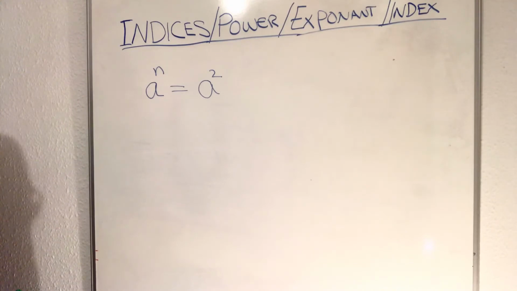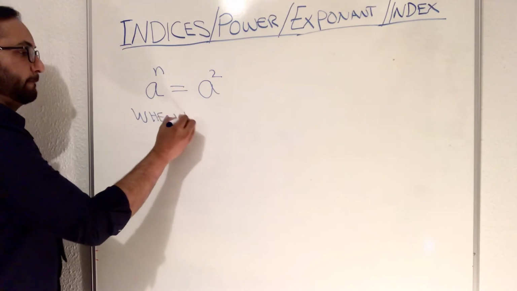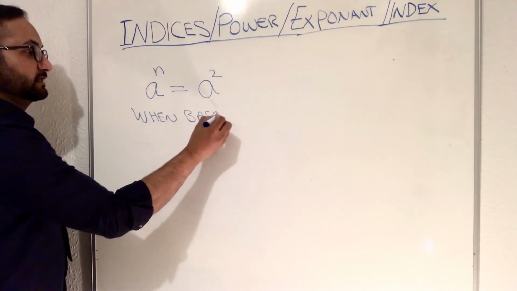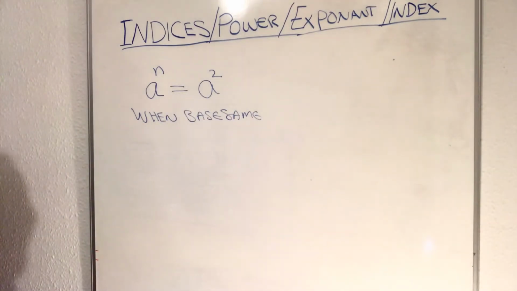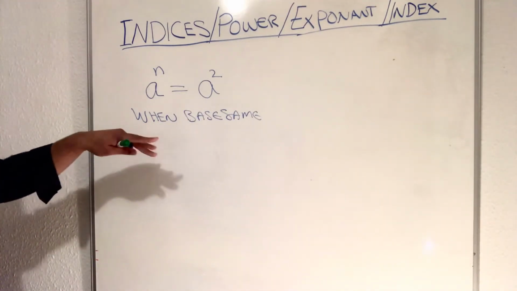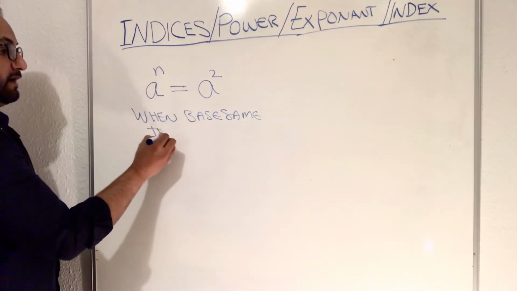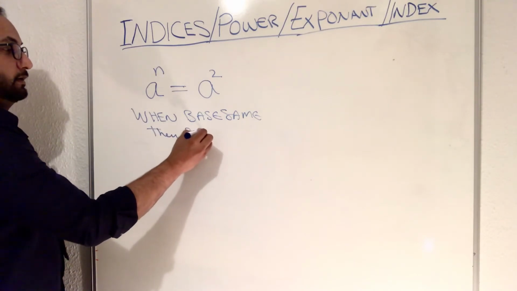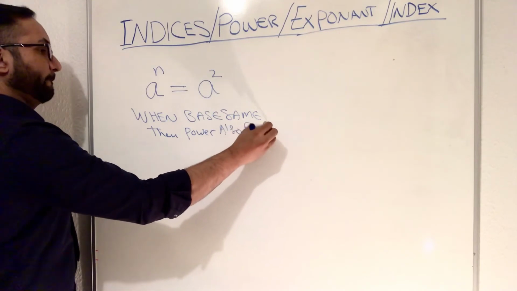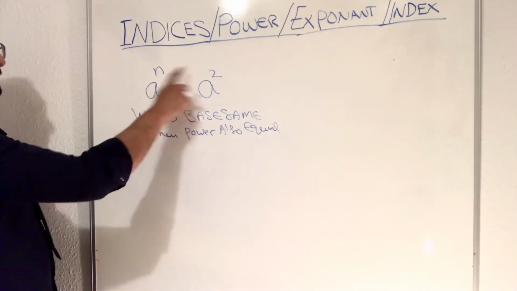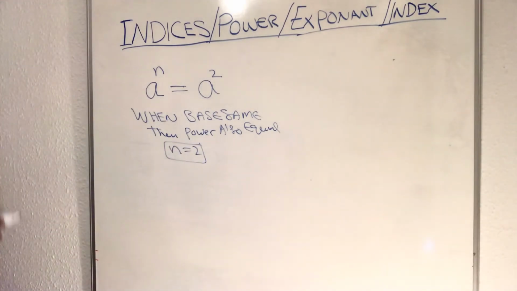When the bases are the same and there is an equal sign between these values, then the powers are also equal. If the base is the same, the power will be equal. So n is equal to 2. This is our answer. This is one condition.